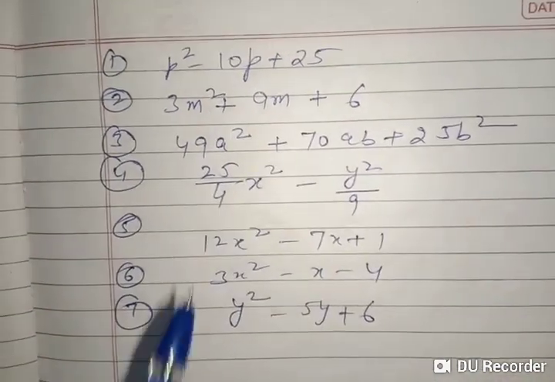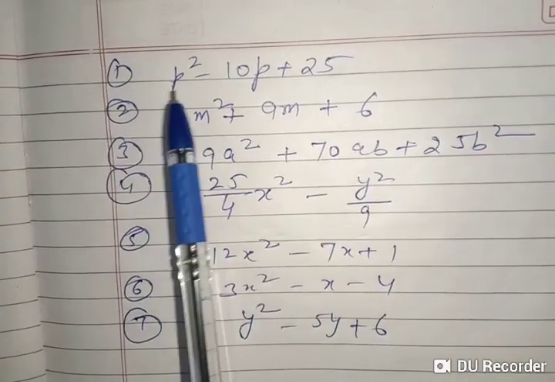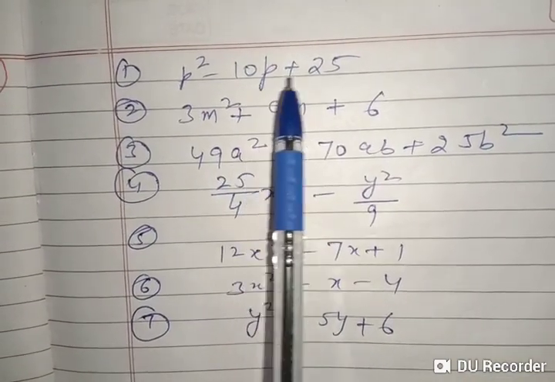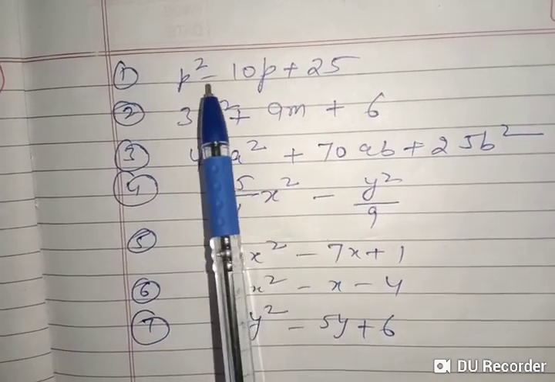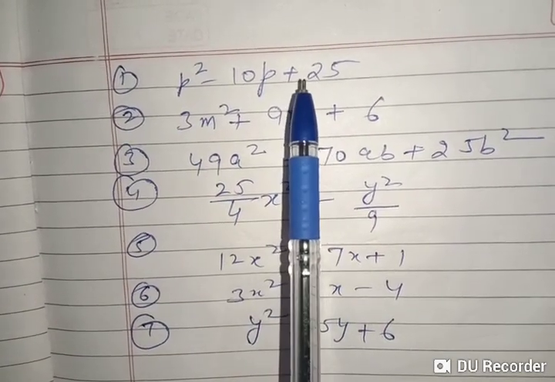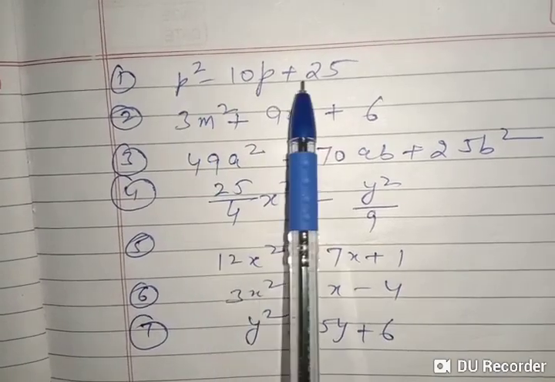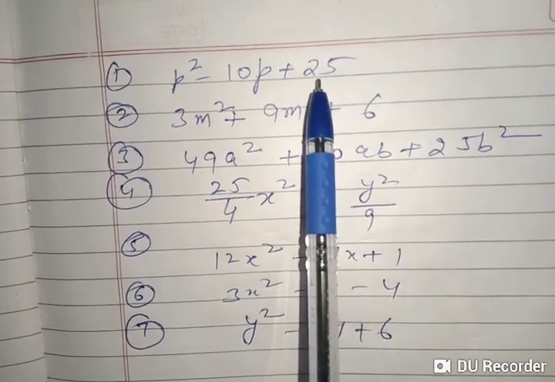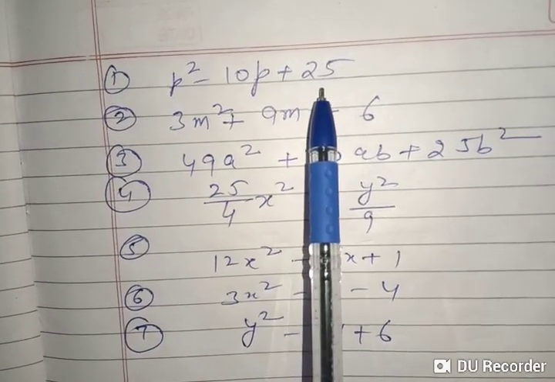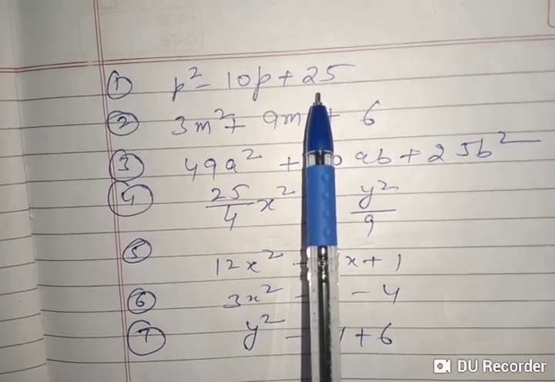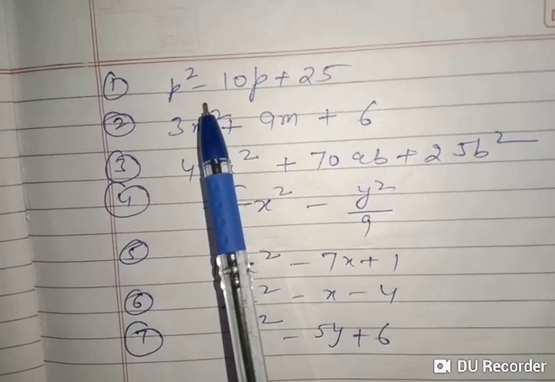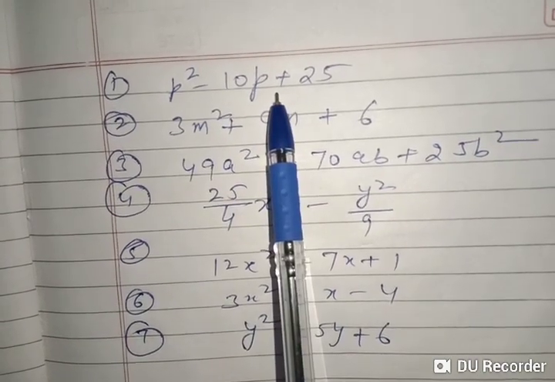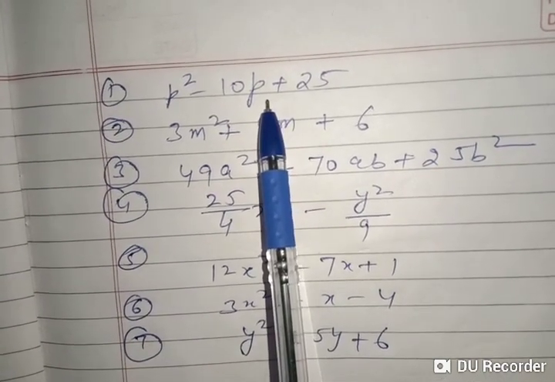Just observe the first question first of all. It is p square minus 10p plus 25. My first step was find common. Nothing is common. Second step, regrouping. We cannot regroup because there are 3 terms. For regrouping, terms should be even, so we cannot regroup this. It means the third step we will follow for this question, and the third step is using identity.